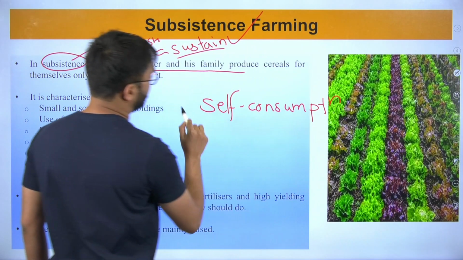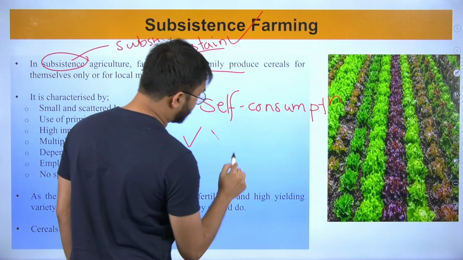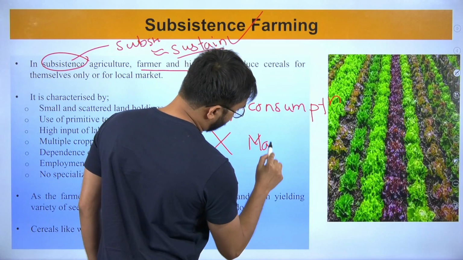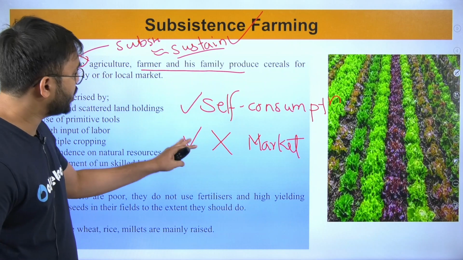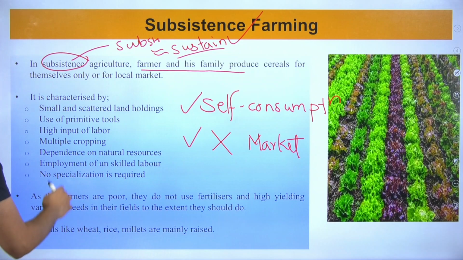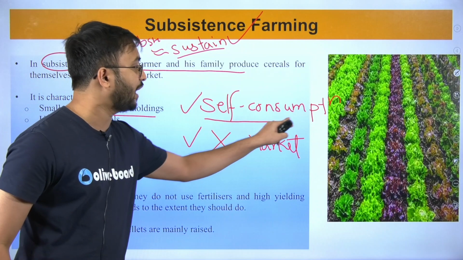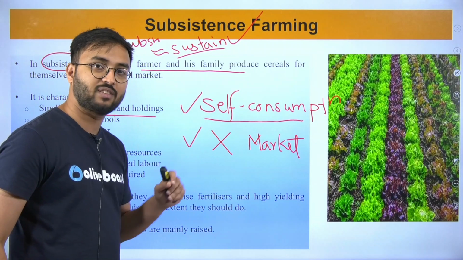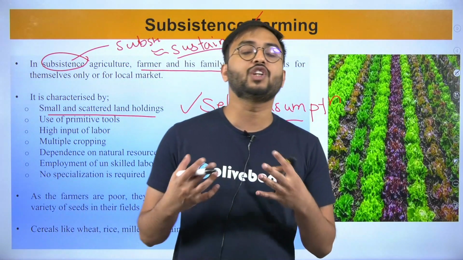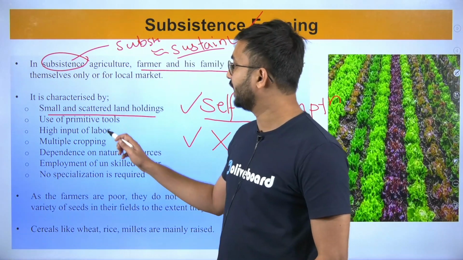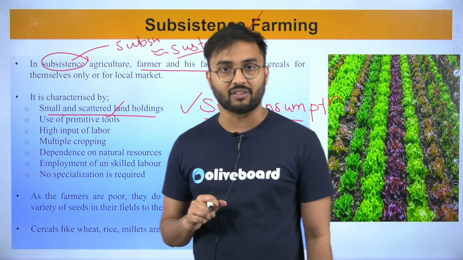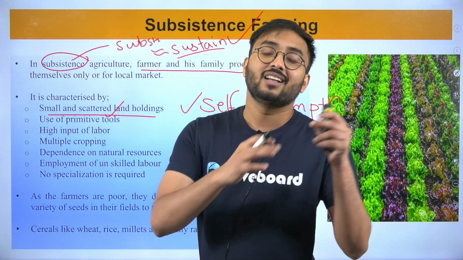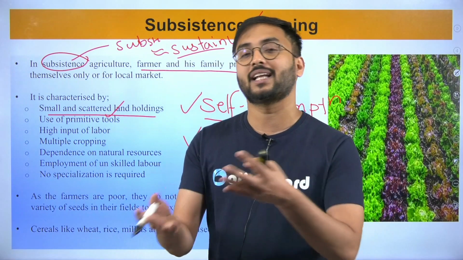Second, they do not sell their produce in the market. So subsistence farming is characterized by small and scattered land holdings. Why are these farmers doing agricultural activity only for self-consumption? If you see the features of subsistence farming, you will know that the farmers carrying out this specific farming activity have fewer inputs in their hands for their agricultural activity.